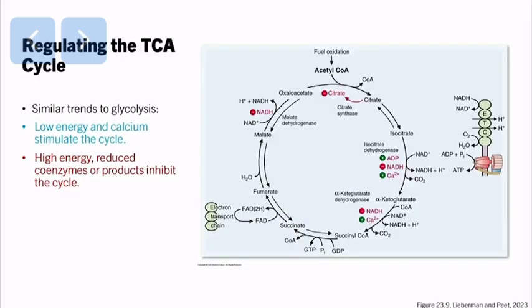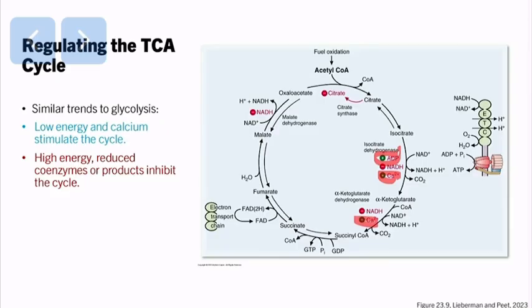So looking at how this process is going to be regulated, we see that citrate is going to be a product inhibitor of citrate synthase. As citrate levels increase, it's going to turn off that pathway, allowing citrate to be used for something else, and acetyl-CoA to be used for something else as well. Thinking about it in general, when there's low energy or a high need for energy, so ADP and calcium, it's going to turn on this pathway to allow the cell to generate more energy as needed.